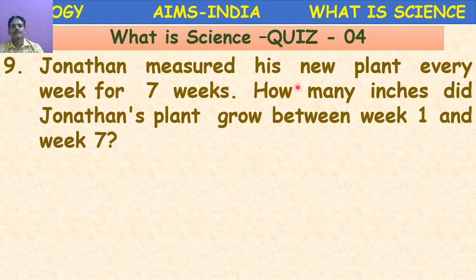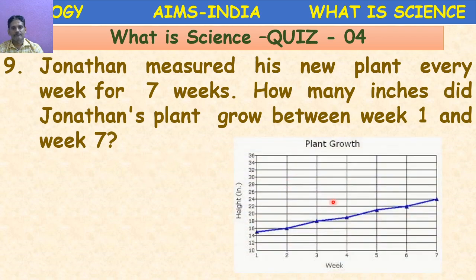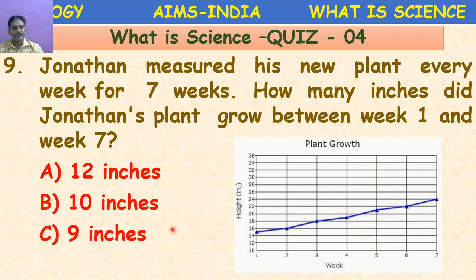Jonathan measured his new plant every week for 7 weeks. How many weeks has he measured? 7 weeks. How many inches did Jonathan's plant grow between week 1 and week 7? Okay, he represented it in the form of a graph. Okay, so he measured for 7 weeks. This is week 1, 2, 3, 4 up to 7. So how many inches does the plant grow? These are inches. 10 to 36 are inches. So by the 7th week, how many inches do you have to compare?